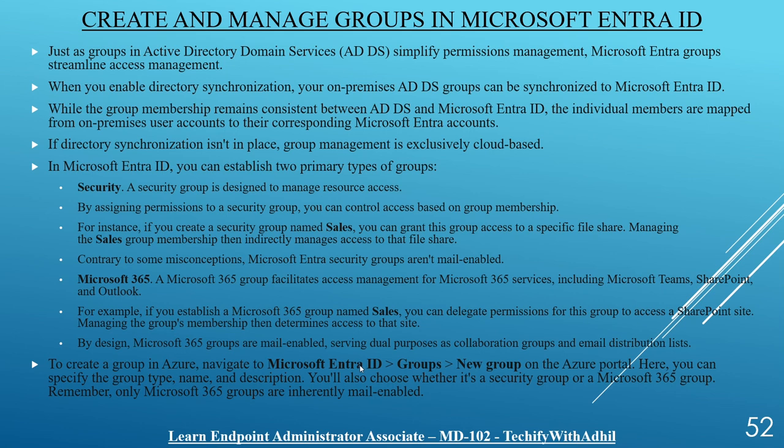To create a group in Azure, from Entra ID you go to Groups, then New group on the Azure portal. Here you can specify the group type, name, and description. You will be able to choose whether it's a security group or a Microsoft 365 group. Only Microsoft 365 groups are inherently mail enabled. A security group doesn't have mail.